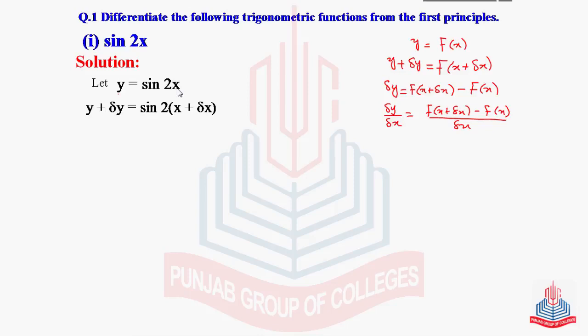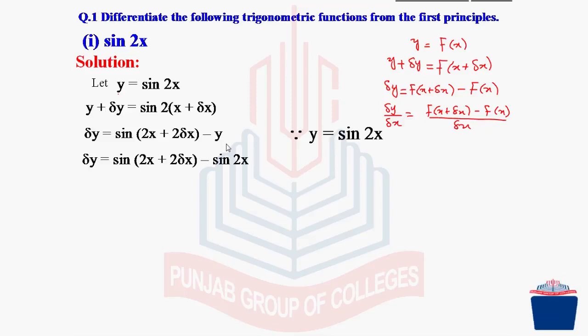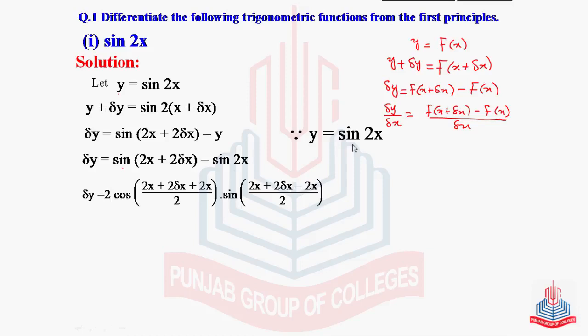So first step is y plus delta y. As we mentioned here, y plus delta y is equal to f of x plus delta x. So here x will be replaced by x plus delta x and this 2 will remain the same. So the next step is delta y, and this will become sine 2x plus 2 delta x minus y. As y is equal to sine 2x, just put the value of y in the next step. So this will become delta y is equal to sine 2x plus 2 delta x, and y will be replaced by sine 2x as y was equal to sine 2x. So now we come on to the simplification step.